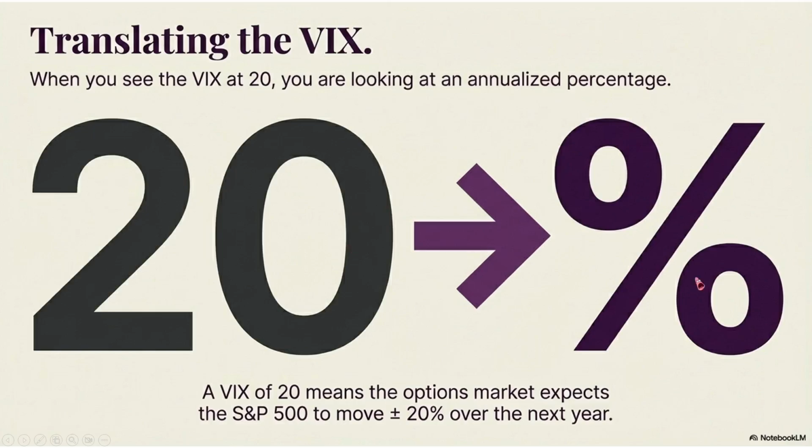So when you see the VIX, let's say you're watching the news or TV and you see a VIX quoting number, what does that mean? Let's say you see 20. That means 20%. So a VIX of 20 means that the options market expects the S&P 500 to move plus or minus 20% over the next year. That's basically what it means here.